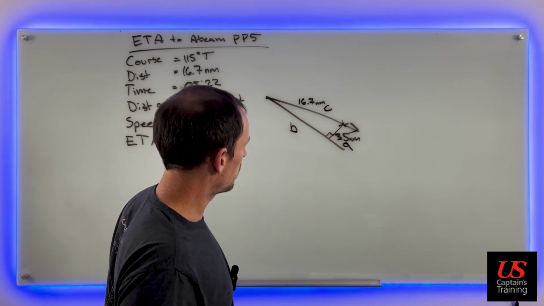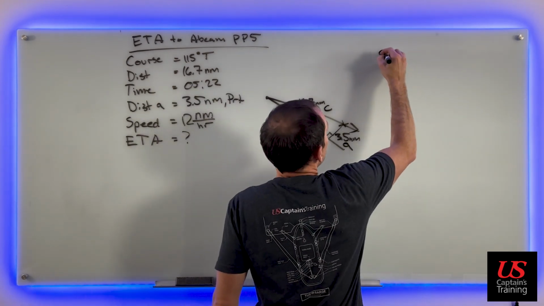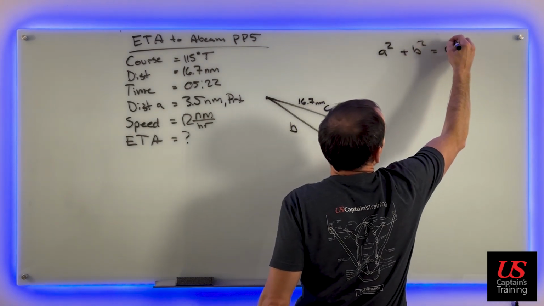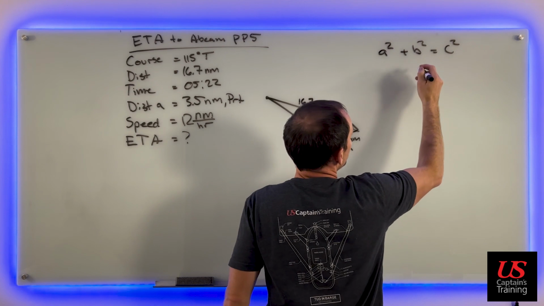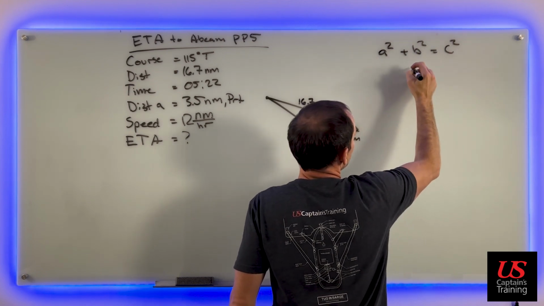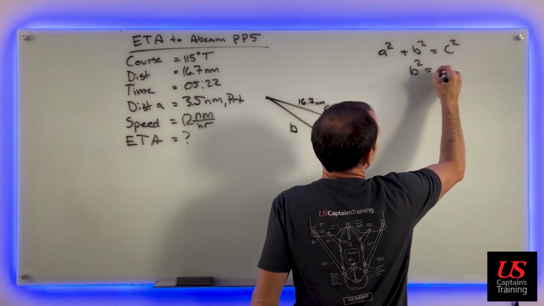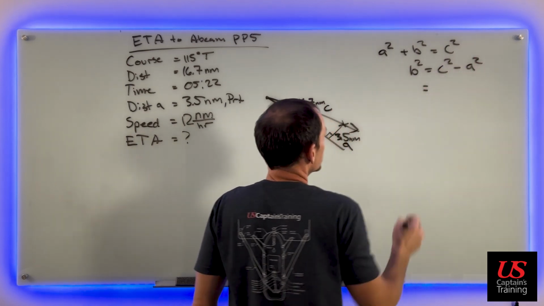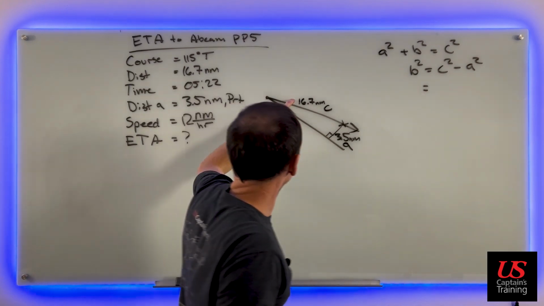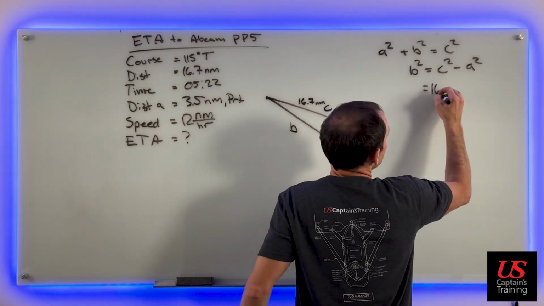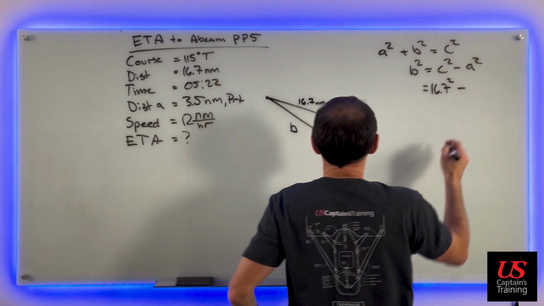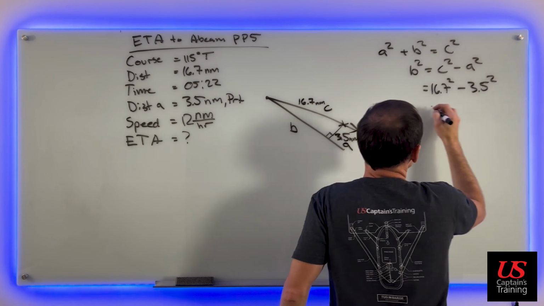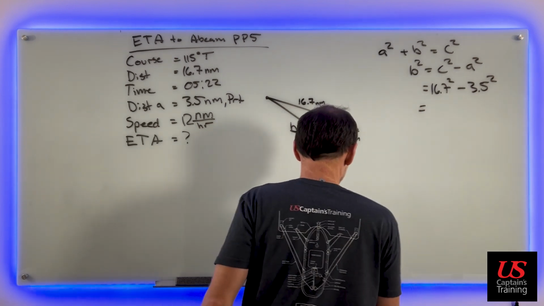So we use our Pythagorean theorem, which is A squared plus B squared equals C squared. We need to solve for B, so we subtract A squared from both sides. B squared equals C squared minus A squared. Good, we're set up. And now we get C. What's C? 16.7. 16.7 squared minus A, 3.5 squared. Okay, I can't do either of those in my head.